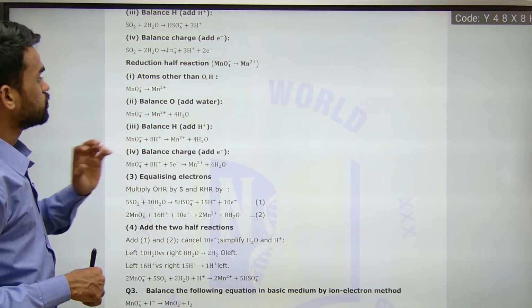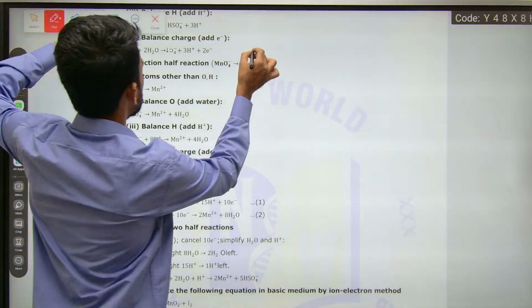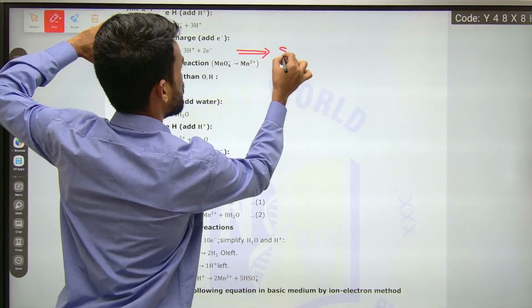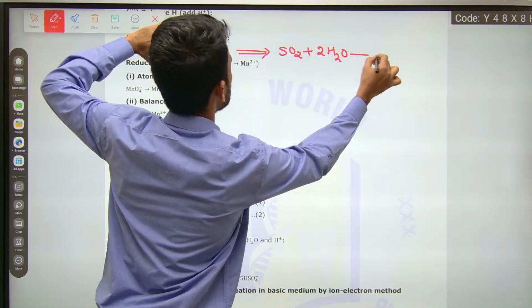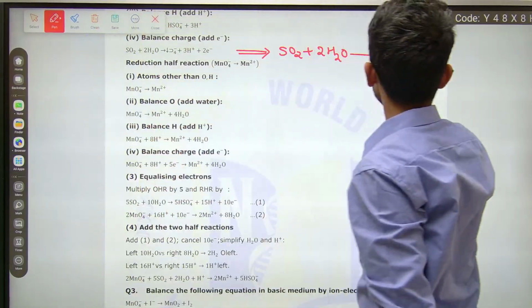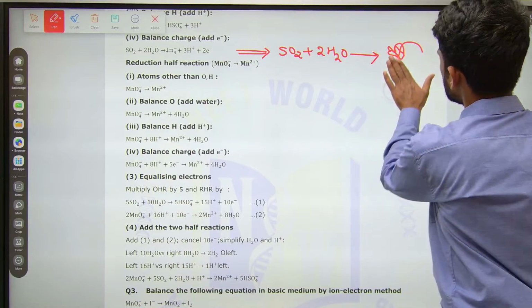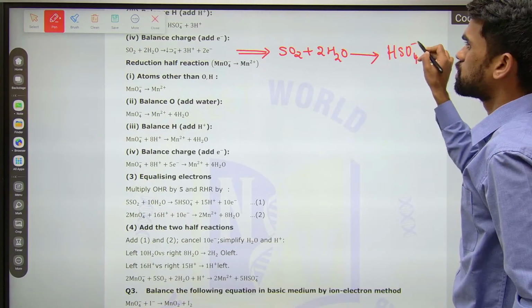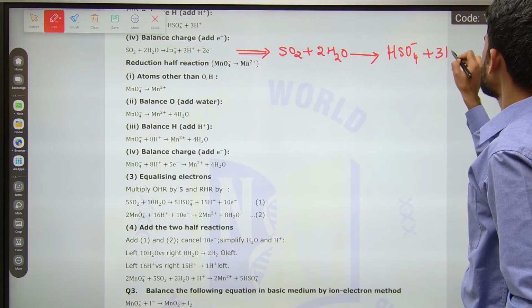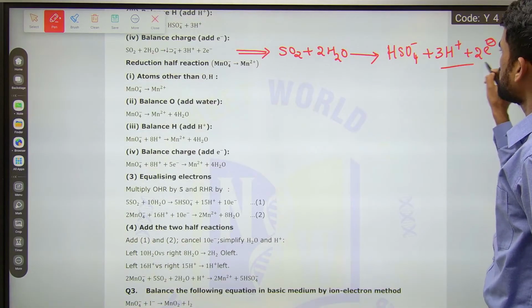We show that. What is the equation we got? Oxidation half final equation: SO2 plus 2H2O gives rise to HSO4 minus plus 3 H plus ions plus 2 electrons. This is the oxidation half final equation.